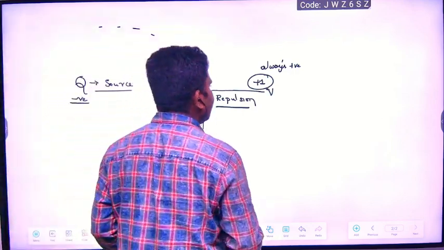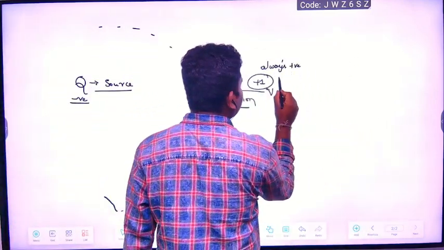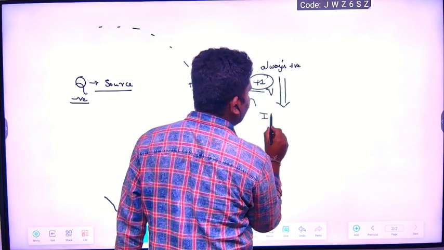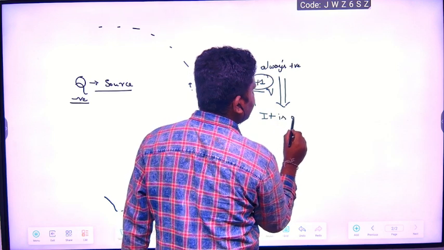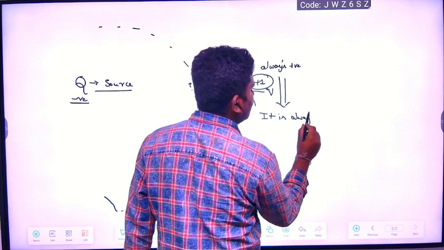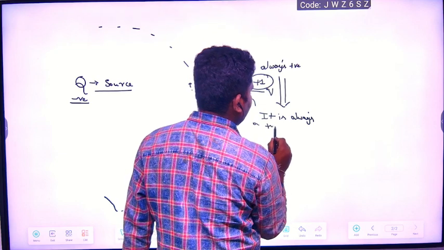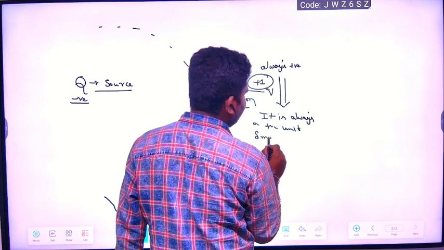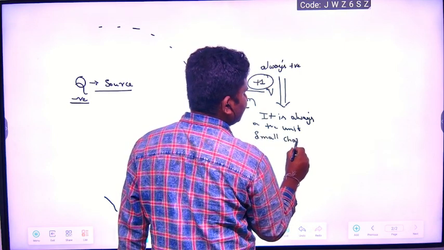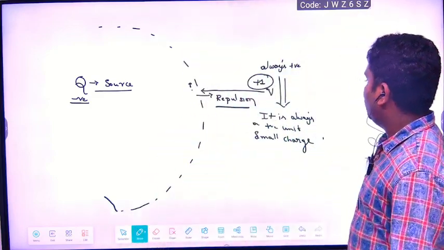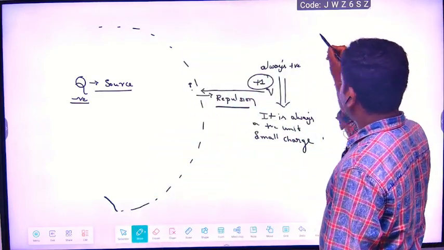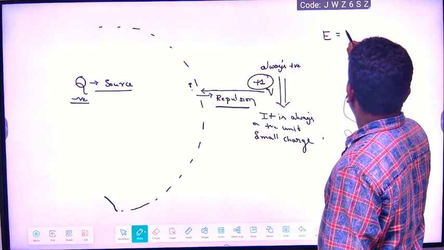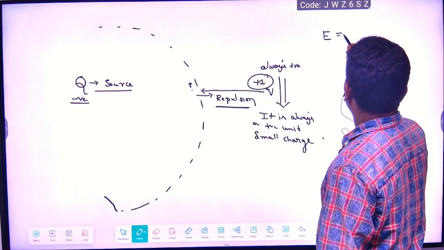So the property of the test charge is that it is always a positive unit charge, a very small, fragmented charge. Now, the electric field is represented by E. What does it mean? What is the electric field?